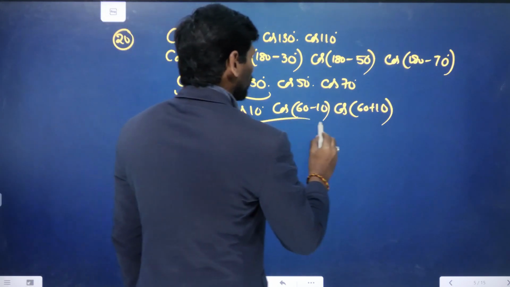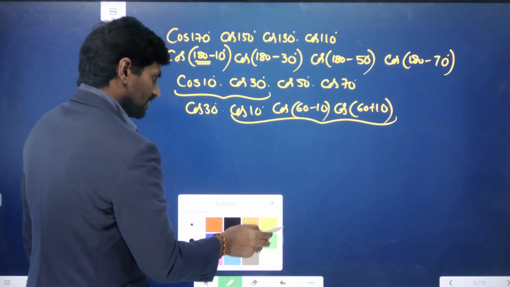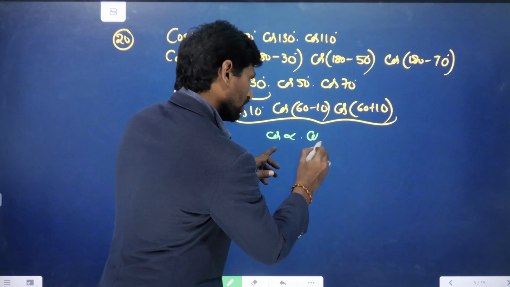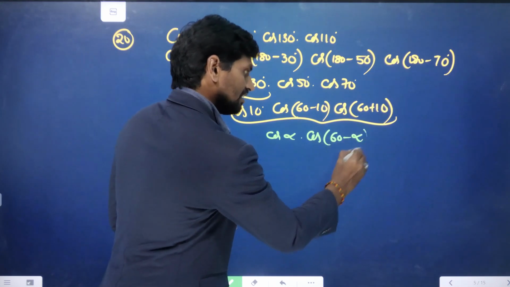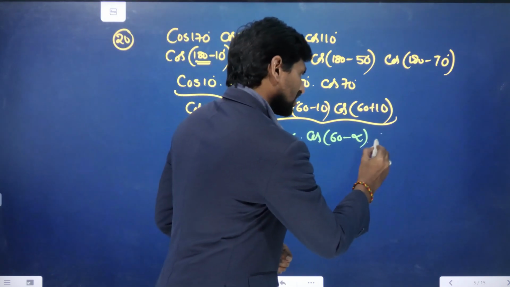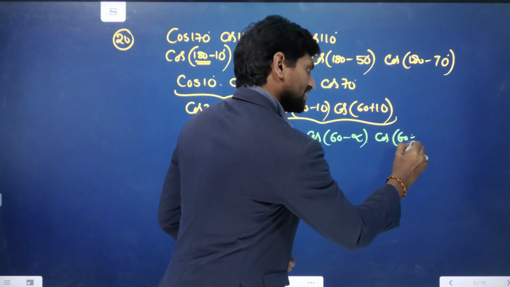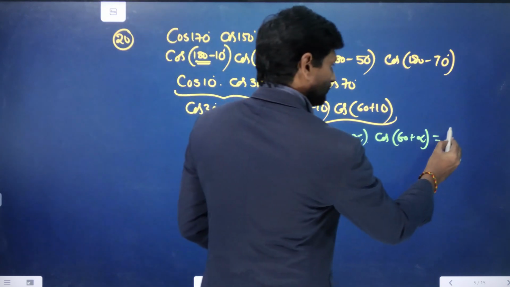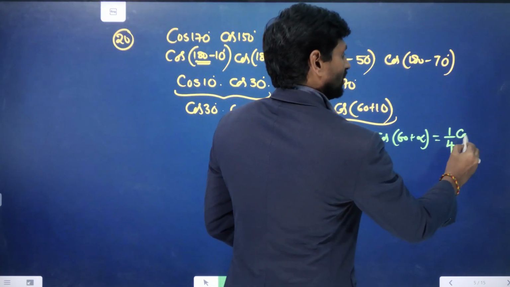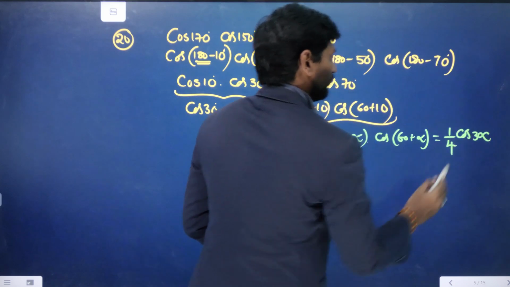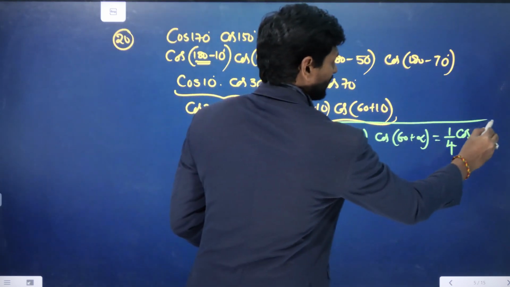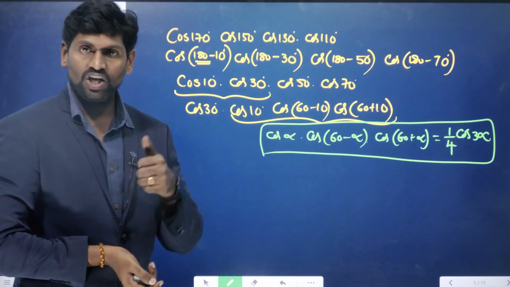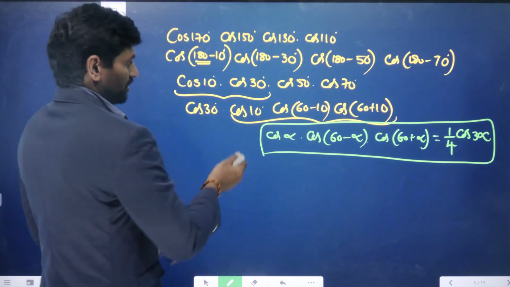This is also a formula. What is the formula, that one? Cos alpha into cos 60 minus alpha into cos 60 plus alpha equals 1 by 4 cos 3 alpha. That formula is nothing but 1 by 4 cos 3 alpha. This formula is very much important to find this answer.